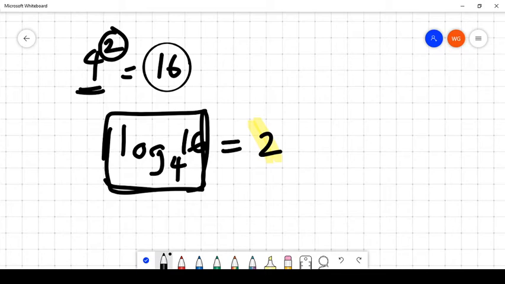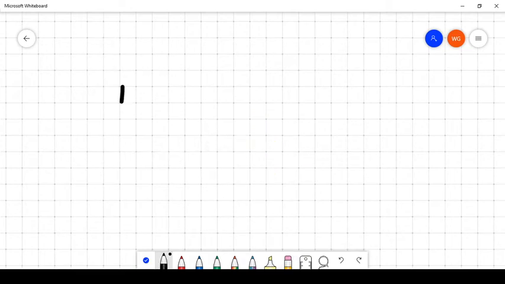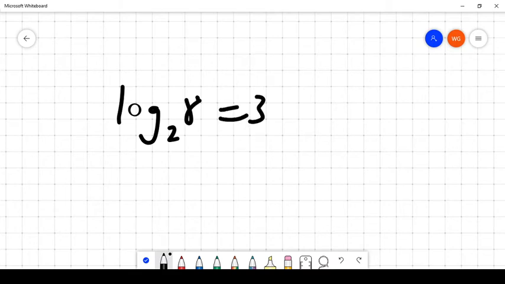And the answer to that question is, of course, 2. So the expression 4 to the power of 2 equals 16, written in logarithmic form, would be log base 4 argument 16 equals 2. Okay, let's do another one here. Let's do log base 2 8 equals 3. So let's say we have the expression log base 2 8 equals 3, write it in exponential form.